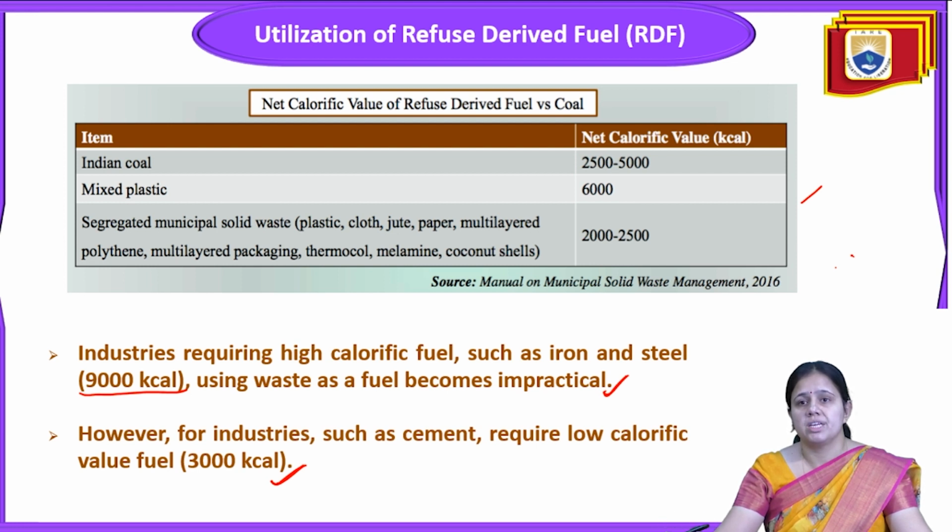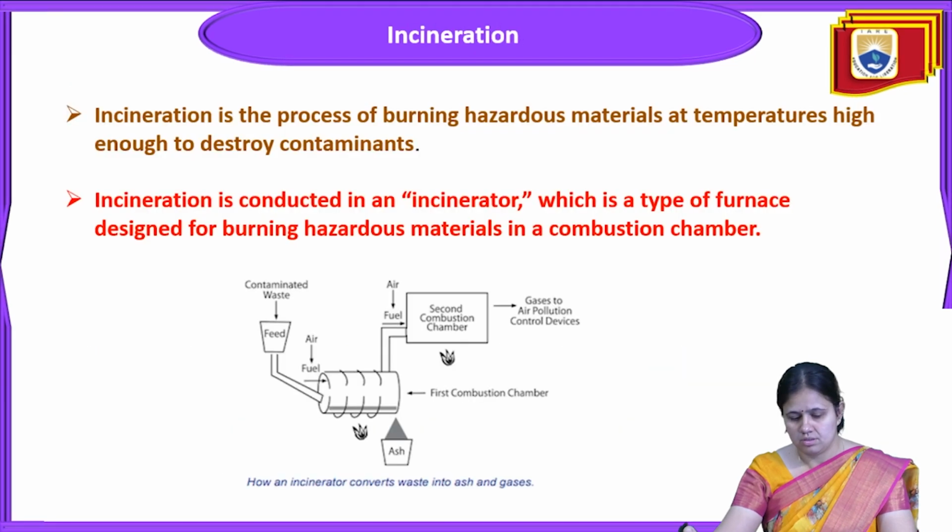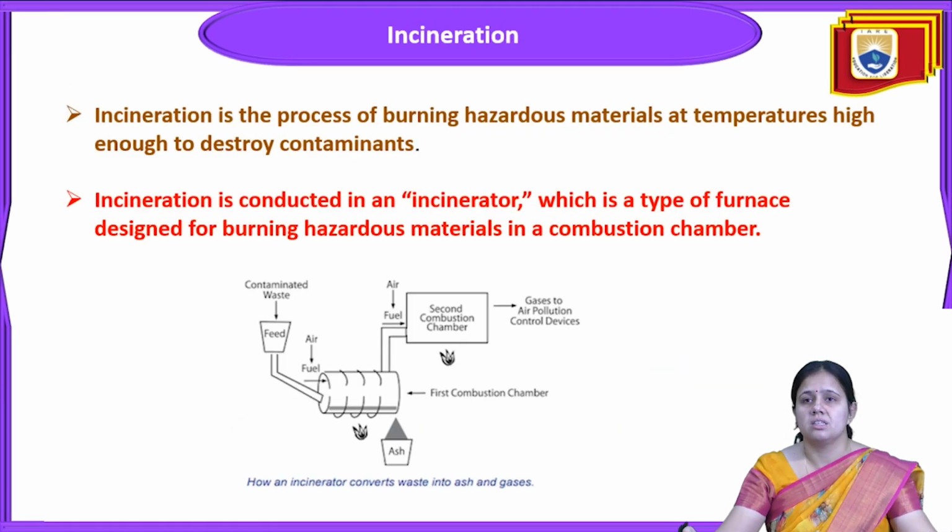So using waste as a fuel becomes impractical, and it is not possible to use waste as a fuel in industries like the iron and steel industry. Some industries, like the cement industry, can work with low calorific value fuel like 3,000 kilocalorie. So next, this refuse derived fuel will enter the incineration.